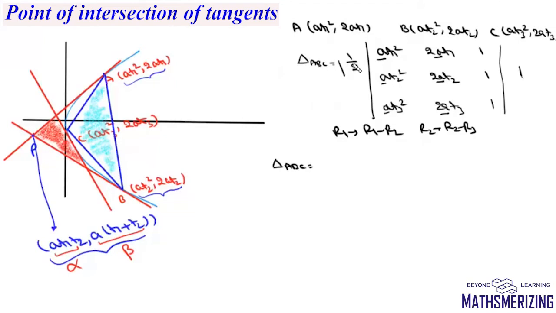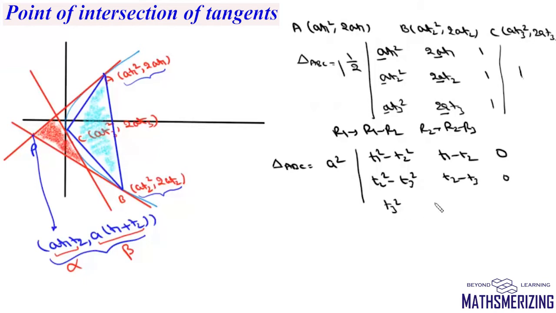Now from the first column we'll take a common, and from the second column we'll take 2a common, and then we'll use R1 as R1 minus R2 and R2 as R2 minus R3. We'll write this area of triangle ABC with the modulus value, because the area should be positive. So 2 and 2 will cancel. We'll get a square, and then the rows (t1 square minus t2 square, t1 minus t2, 0), (t2 square minus t3 square, t2 minus t3, 0), and (t3 square, t3, 1). Now from the first row we can take t1 minus t2 common, and from the second row we'll take t2 minus t3 common.